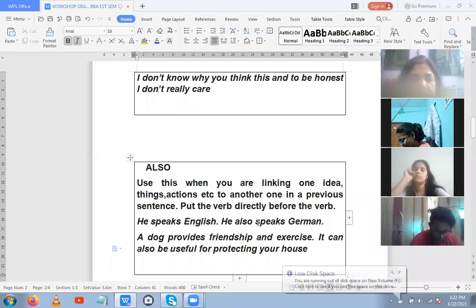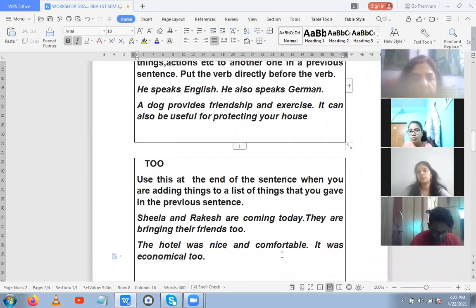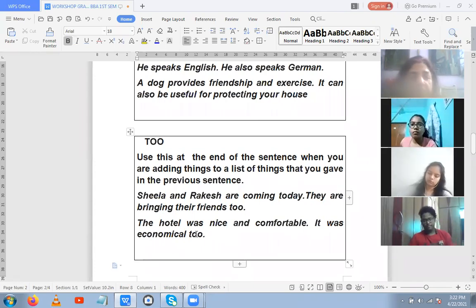So, with "also", we saw that it was placed before the verb. Now, "too" is also an "and" word. Use this at the end of the sentence when you are adding things to a list of things that you gave in the previous sentence. For example, Sheila and Rakesh are coming today. They are bringing their friends too.